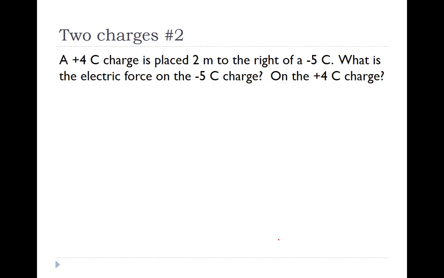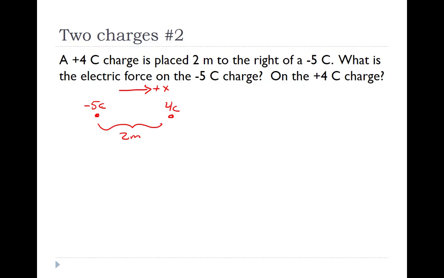For our second example, it's very closely related to the first one, but instead of having a positive 4 and a positive 5 Coulomb charge, in this case, I have a positive 4 and a negative 5 Coulomb charge. The setup, however, is exactly the same. I have 2 meters between my two charges. The 4 Coulomb charge is placed on the right. The negative 5 Coulomb charge, therefore, must be on the left. I'm going to define the positive x direction again to be to the right.